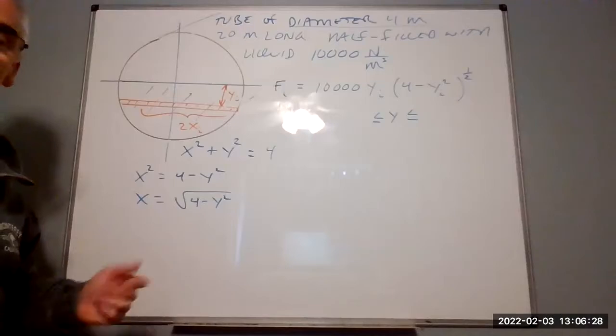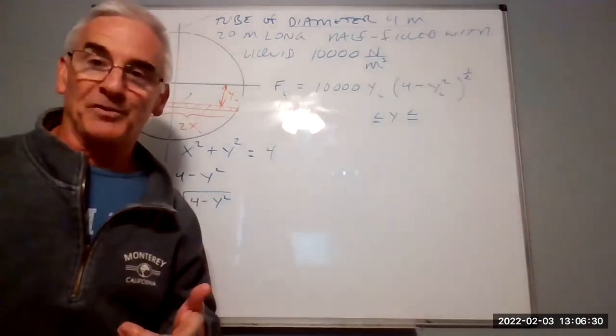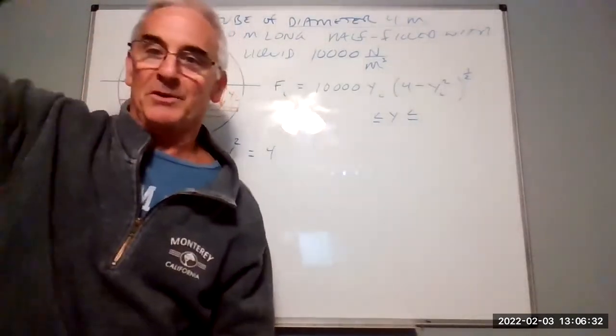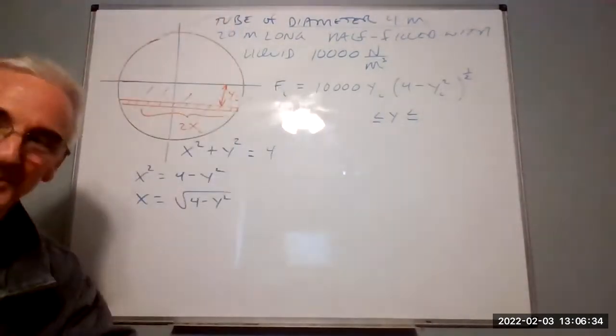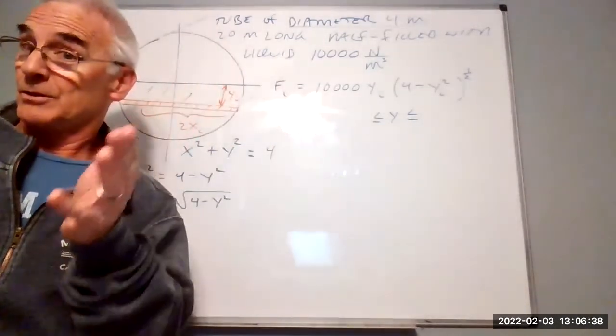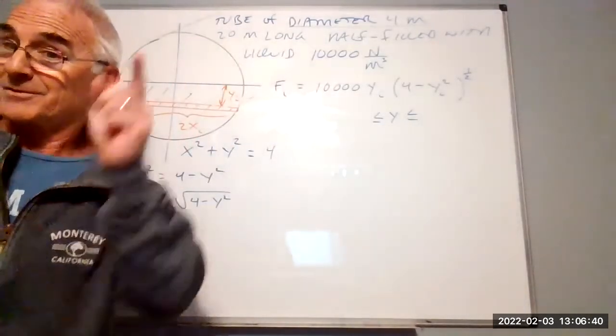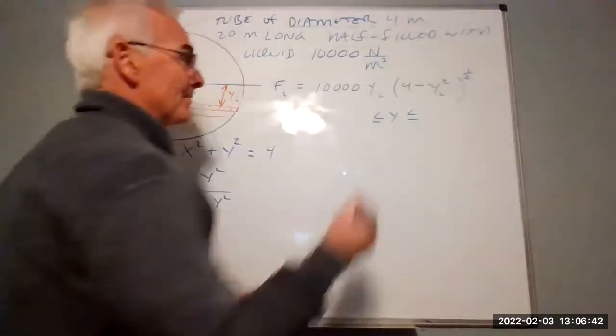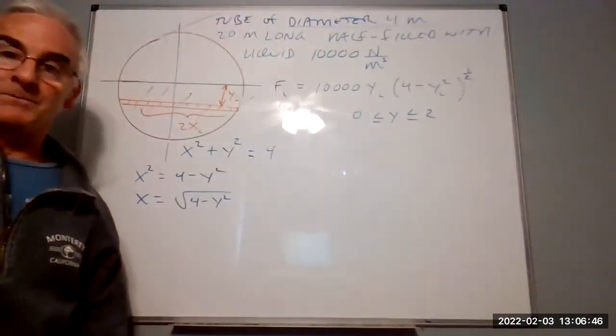Hint, it's impossible. Yeah, if you said you were -2 feet deep, that means you're floating 2 feet above the water. Remember, positive is going down, so your depth is ranging from 0 to 2 feet. Why is that important? Because those are going to be your limits of integration.